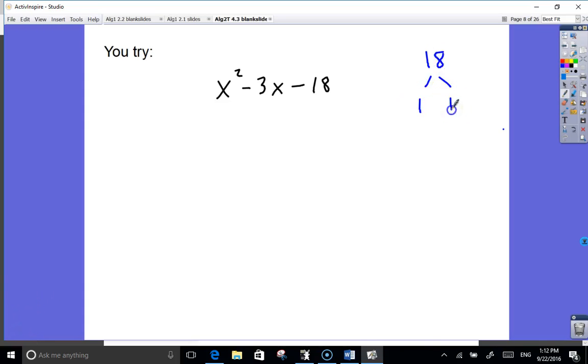So then 18 could be 1 times 18, 2 times 9, 3 times 6. Since it's a negative 18, that means one of those numbers has to be negative. Which is going to be the negative, the bigger number or the smaller number? The bigger number has to be the negative. So which one of those adds up to negative 3? That one. x minus 6 times x plus 3. That was terrible.